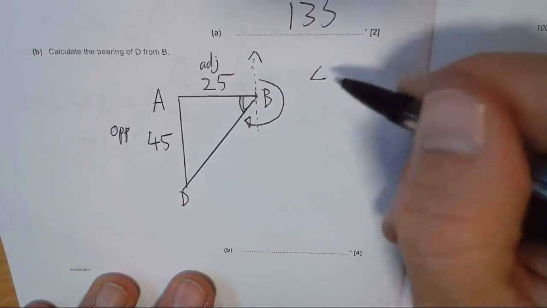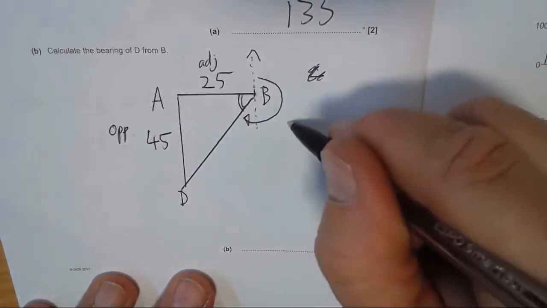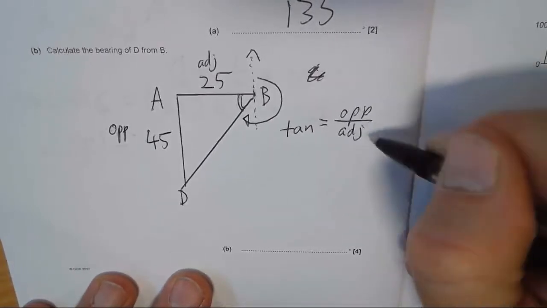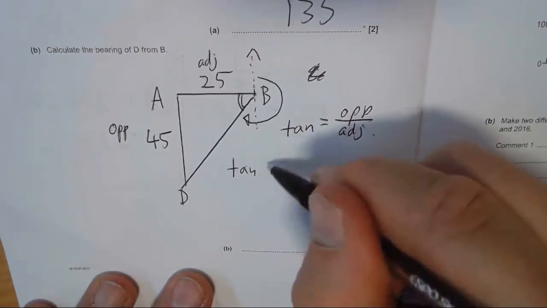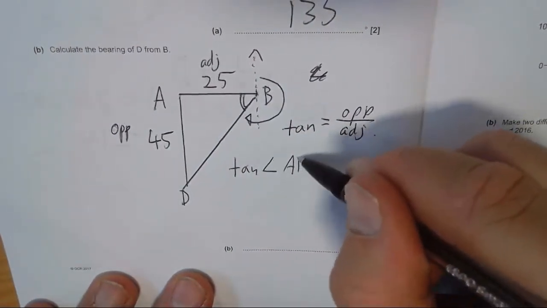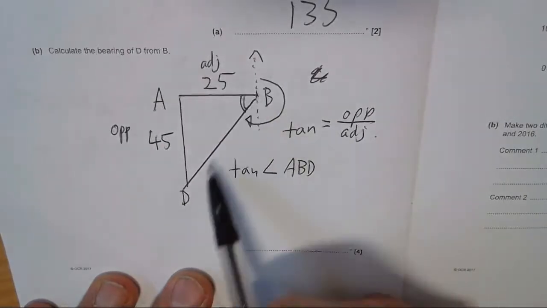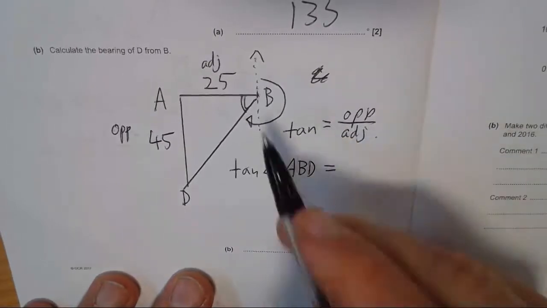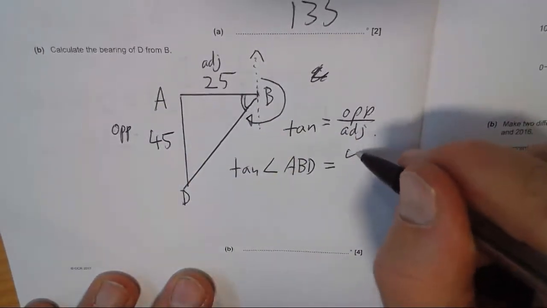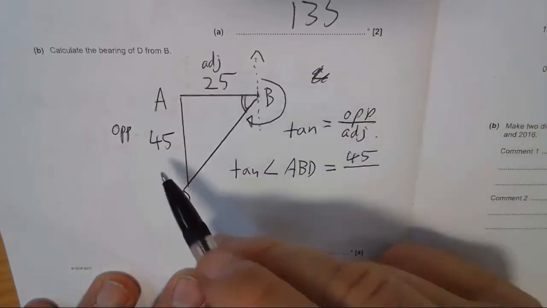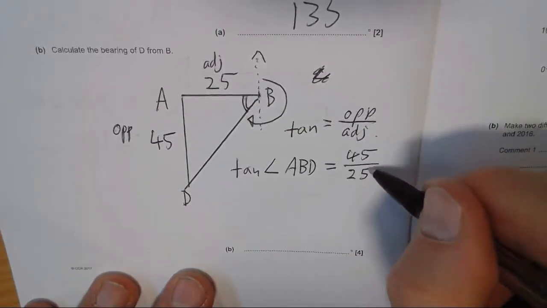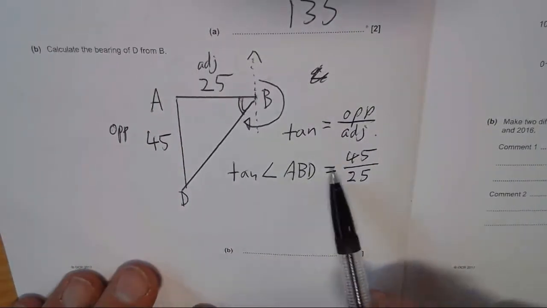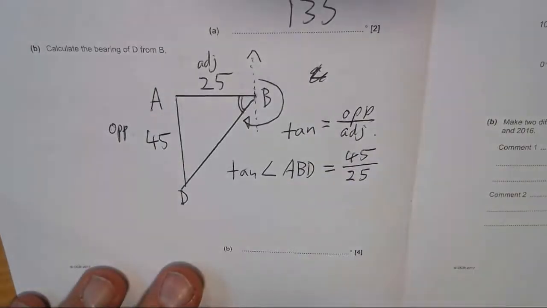So for the angle, I need tan. So tan is opposite over adjacent. So the tan of angle ABD. Angle ABD is just like going from A to B to D, sandwiching that angle. That's how we write it. Tan of angle ABD is the opposite value, so opposite that angle is 45, over the adjacent side here, which is 25. So opposite over adjacent. So tan of that angle is 45 over 25.